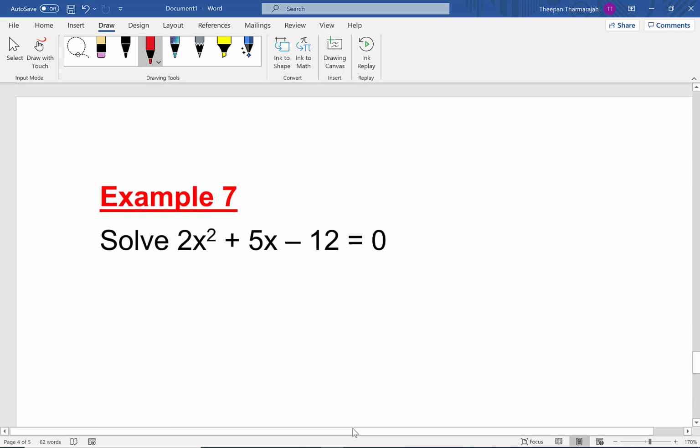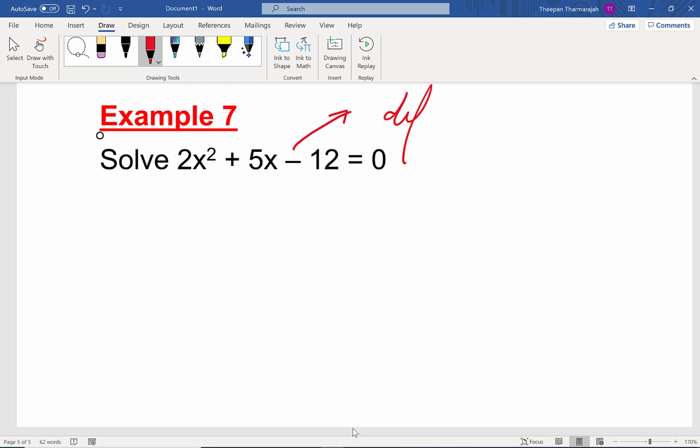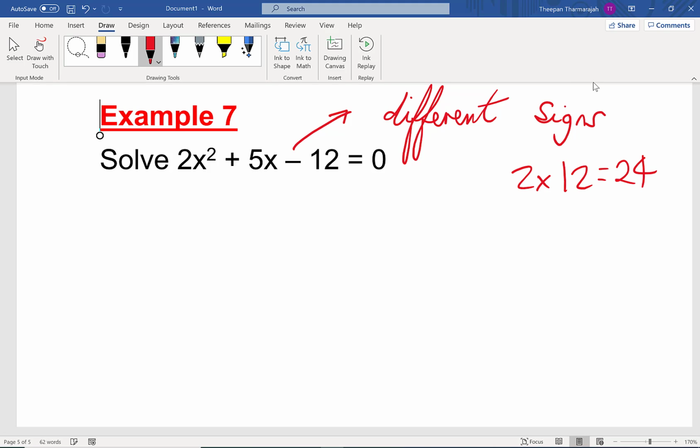Here's a question for you to try. You can pause the video, and when you're done, I will go through my worked solution. Okay, welcome back. So we've got the following: the minus at the end means different signs. And we're going to do 2 times 12, which is 24. So we want the factors of 24 that make a difference of 5. It's a plus in the middle, so it's going to be plus 8 minus 3. That will give you positive 5.